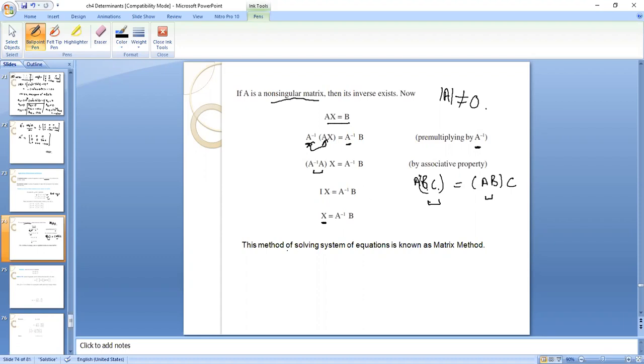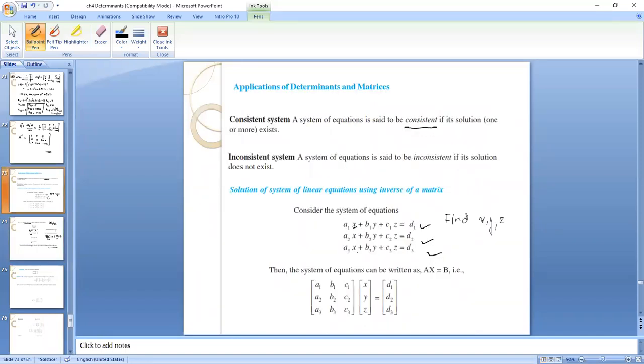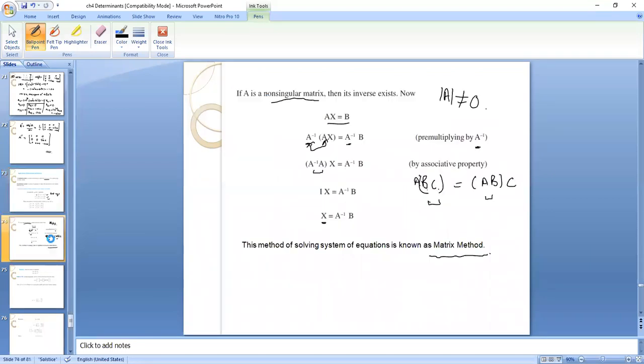So X is equal to A inverse B. And this is very important, that this is the method by which we will be calculating X. This method of solving the equations is known as the matrix method, because in questions you will be given, using matrix method solve the equations, right? So you will have equations, you will write them in matrix form, and out of that matrix form you will calculate X, which will be given by A inverse B.